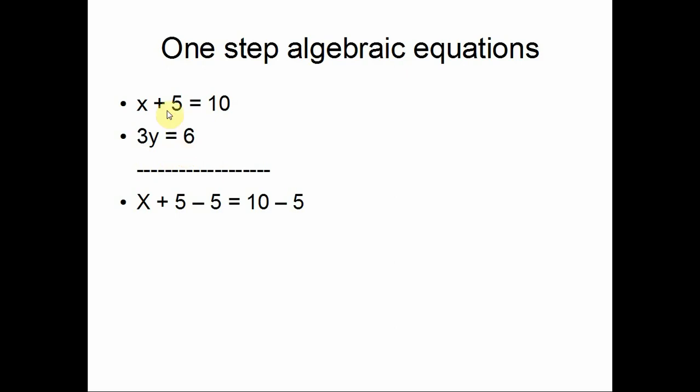So, for the first equation, we subtract 5 from both sides of the equation. This gives us x plus 0 and 10 minus 5. This gives us x equal to 5. So, here, using the equation, we find out the value of x. Now let's talk about the 3y equal to 6. 3y stands for 3 multiplied by y.